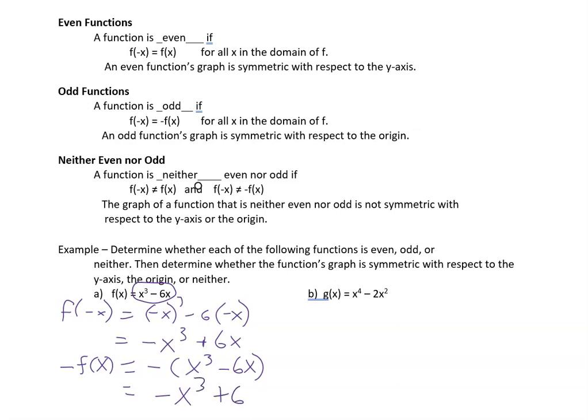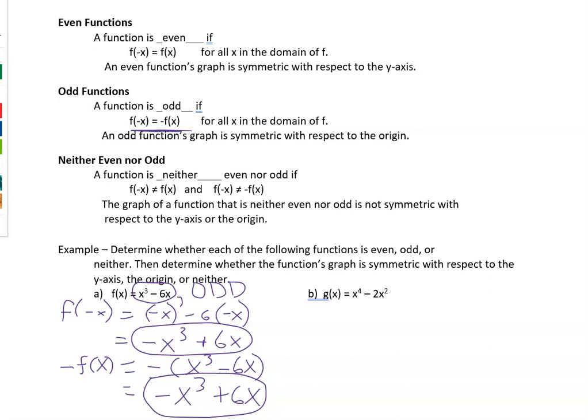plus 6x. And again, if we compare f of negative x with negative f of x, you can see that they are identical, they are equal, and that tells me that this function is odd, because when negative f of x equals f of negative x, then the function is odd. And that also tells me that it is symmetric with respect to the origin. And the way I like to remember that is O and O. So odd, O; origin, O.